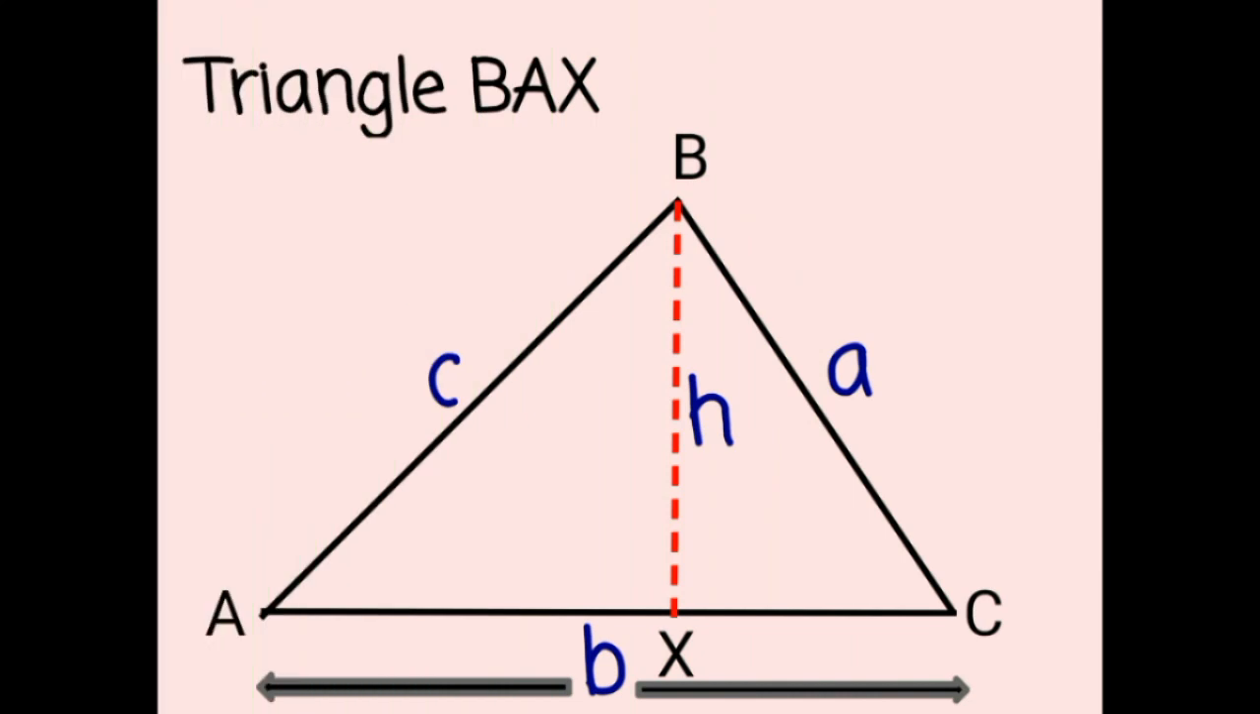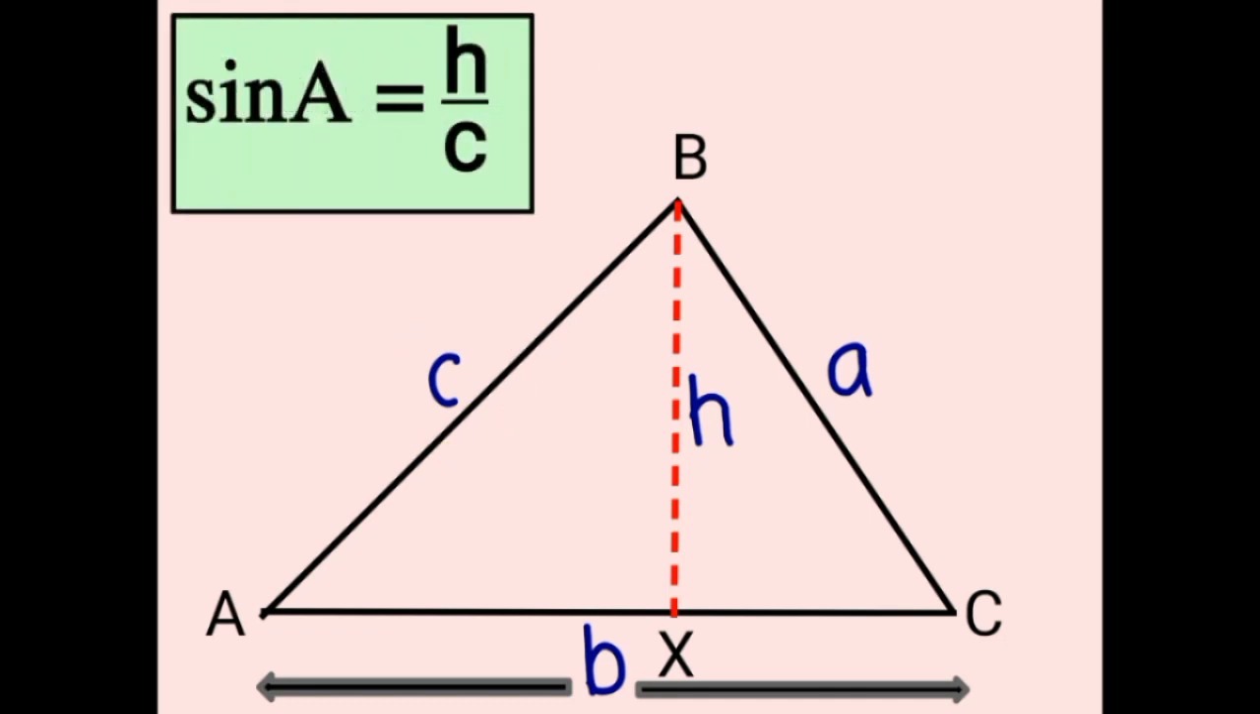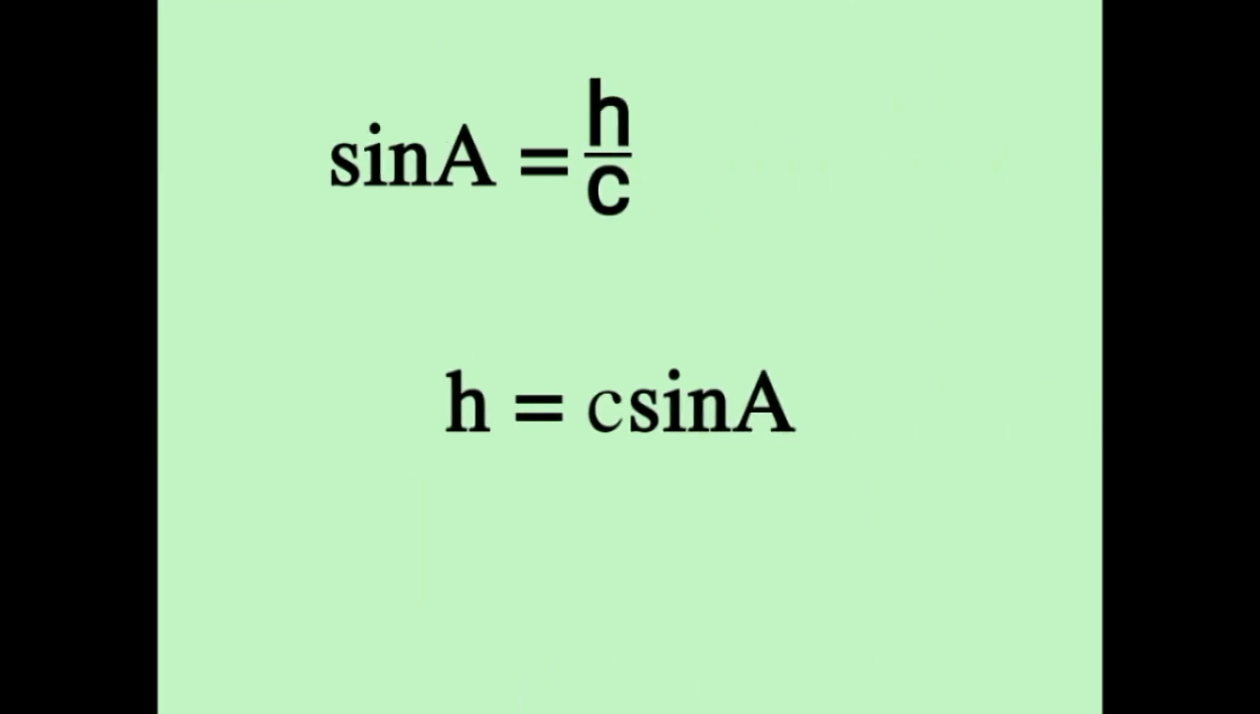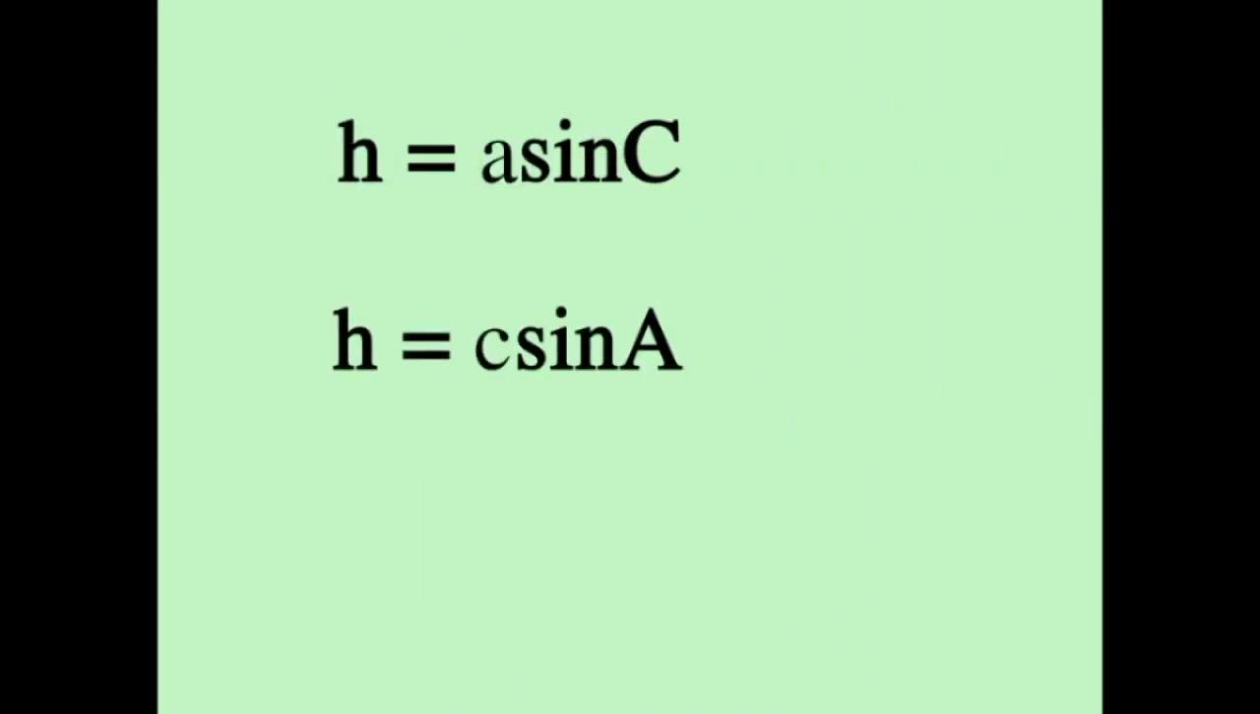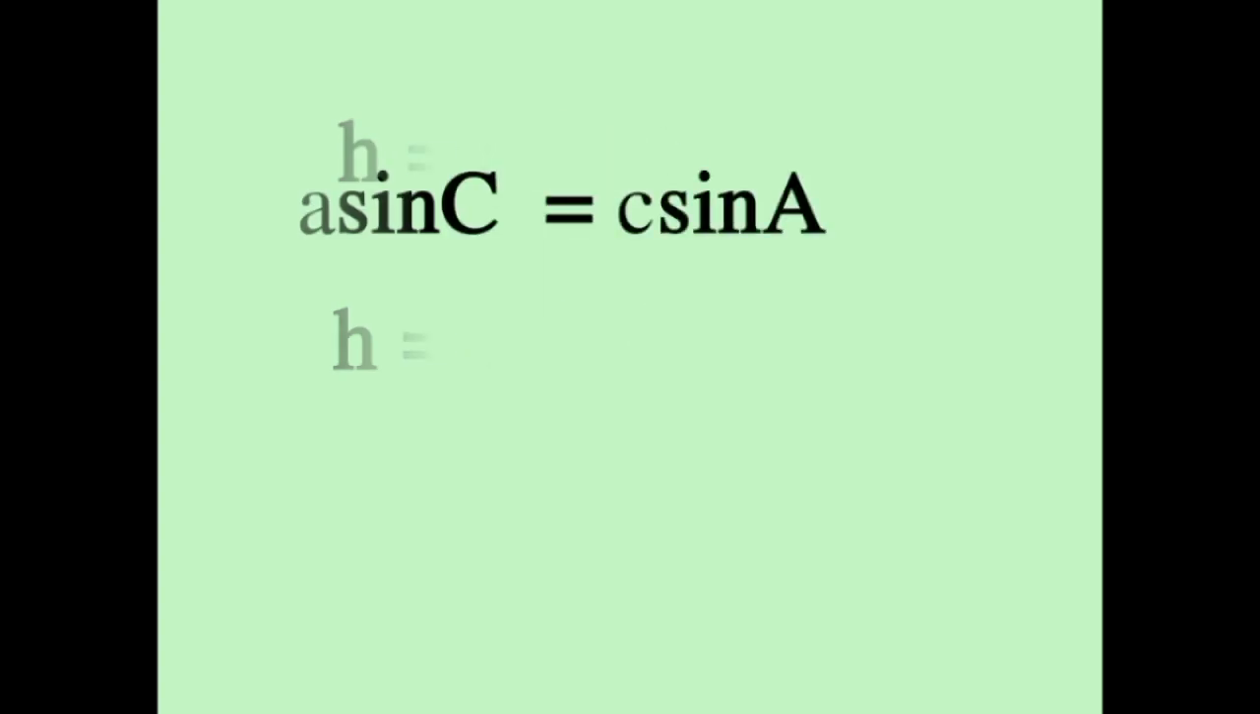Now if we take the triangle BAX, here the hypotenuse is c. Using the sine ratio in this triangle to find the angle A gives us sine A equals h over c. Rearranging this equation gives us h equals c sine A. So h equals a sine C and h equals c sine A. Equating both these equations gives us a sine C equals c sine A.